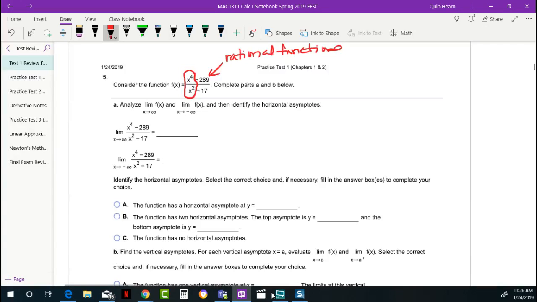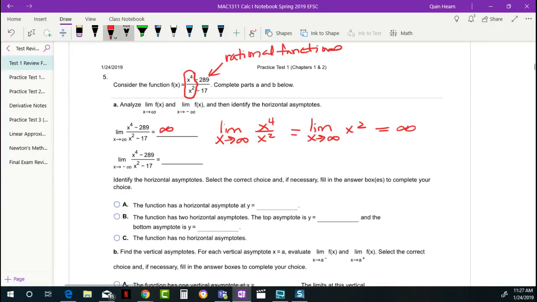So finding the limit as x approaches infinity of this function is the same as finding the limit as x approaches infinity of the terms of highest degree. In this case, that would be x to the fourth over x squared. If we reduce, that would be the limit as x goes to infinity of just x squared. And of course, as x goes to infinity, so does x squared. So that would just be positive infinity.